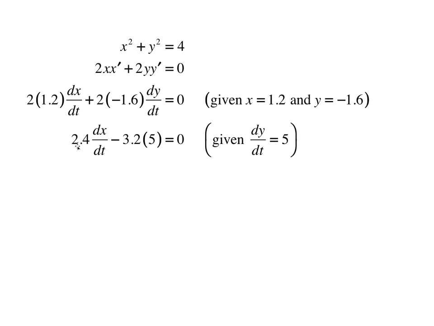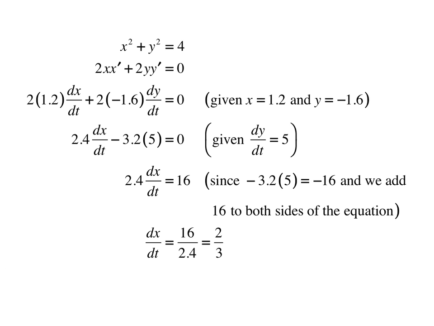and multiply the 2 times 1.2, that gives us 2.4. Multiply 2 times negative 1.6, that gives us negative 3.2. But we were given in the question that dy/dt is 5 when this x and y are that value. So that's given that dy/dt is 5. We now have only one unknown and a bunch of numbers. So we just multiply the negative 3.2 times 5, and that gives us negative 16.